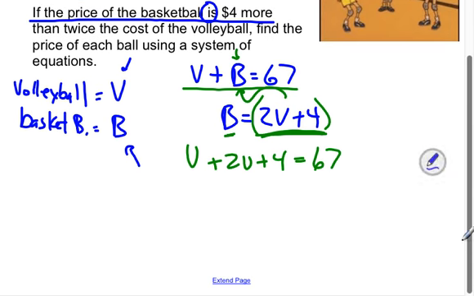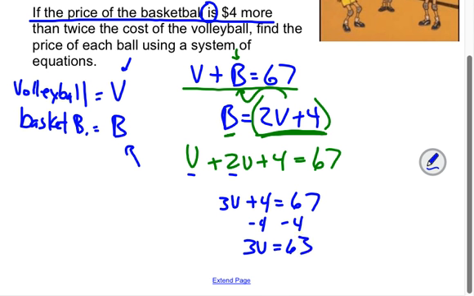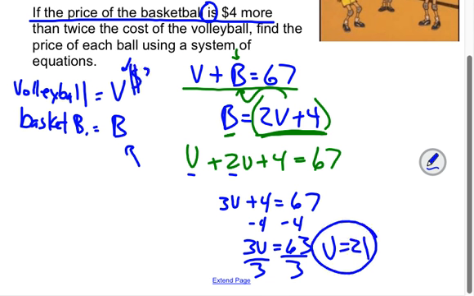Okay, v plus 2v is 3v plus 4 equals 67. Now I'm going to subtract 4. 3v equals 63. If I divide both sides by 3, I'll get v equals 21. What does that mean? The cost of a volleyball is $21. So what's the cost of a basketball?